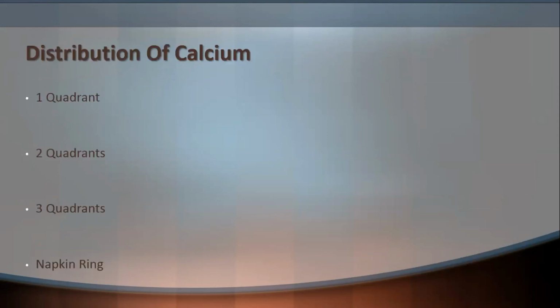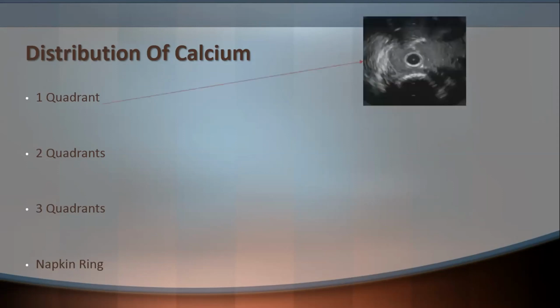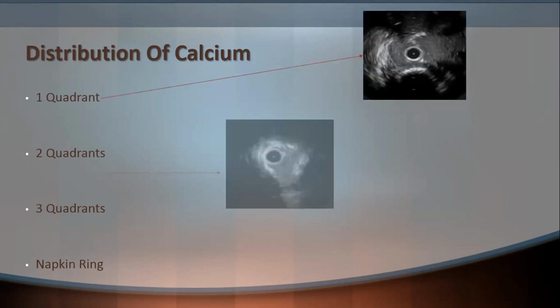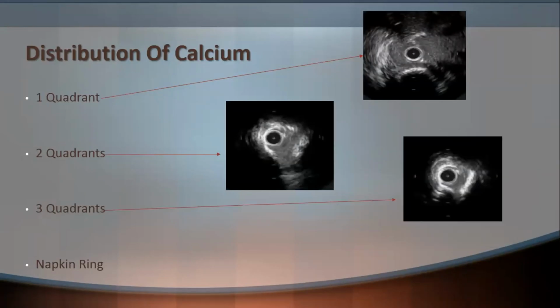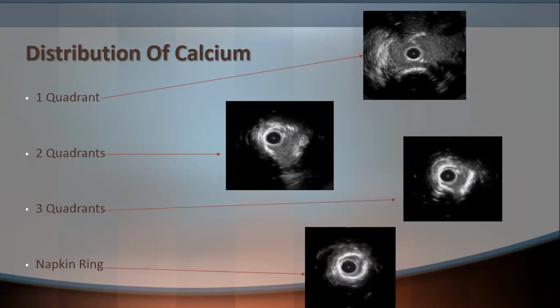And then if you are dealing with calcific lesions, one of the bugbears of angioplasty is calcium, and you really want to know what is the distribution of the calcium. So it could be one quadrant like here, it could be two quadrants like here, it could be three quadrants like in this picture, or it could be a napkin ring. And all this has an important bearing on how you are going to plan the case.